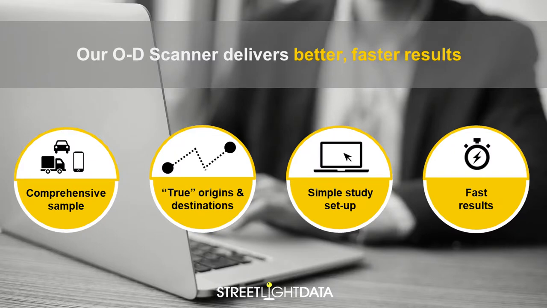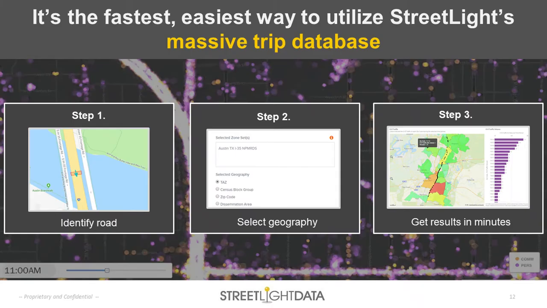And when you use StreetLight OD Scanner, not only are you getting a comprehensive sample of actual origins and destinations, as opposed to, say, someone's recollection of their behavior, but it's also incredibly easy to set it up, and you get back results in minutes to hours. And really, it is the fastest way to use StreetLight's huge trip database. And the steps are easy.